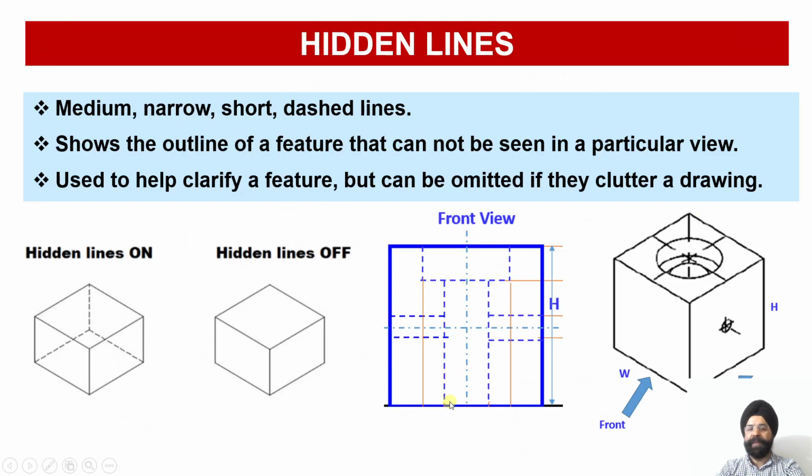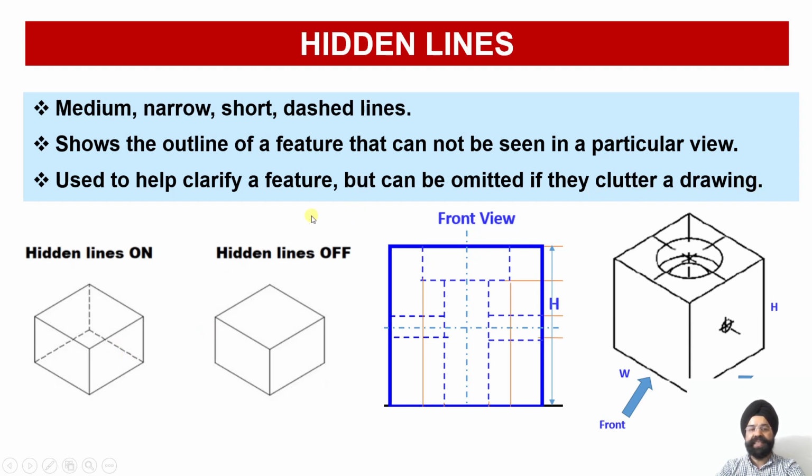Here again we are going to show a few examples. The hidden lines are of medium thickness, narrow, short and dashed lines, and they show the outline of a feature that cannot be seen in a particular view. So those features of the component which you are not able to see in a particular view, because they are overshadowed by the other faces of the object, will be drawn as dotted and dashed lines. These dotted lines help to clarify a feature, but they can be omitted in certain cases where they clutter a drawing.